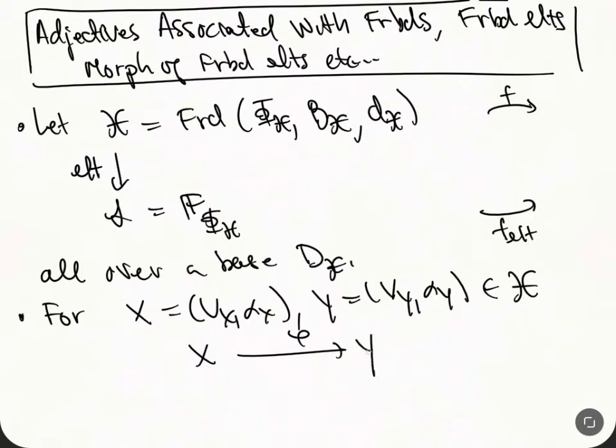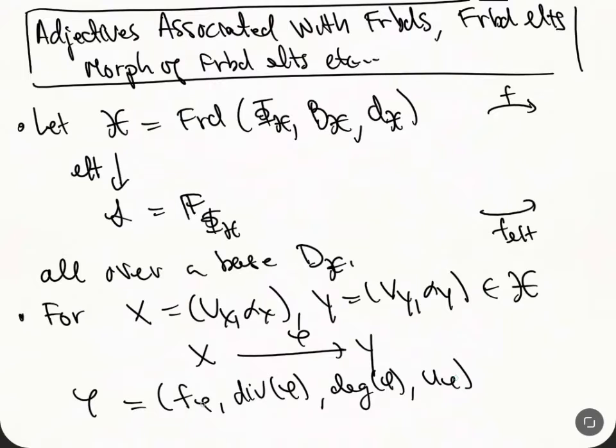phi, and the morphism has 4 components, right? It's going to have this map here. So this is going to be the morphism on the base. This is the divisor. There is the degree. And then there is this unit element here. And this part here is what we'll call the elementary. Okay, we'll do it with phis here. So this is the elementary part, these 3 components here.